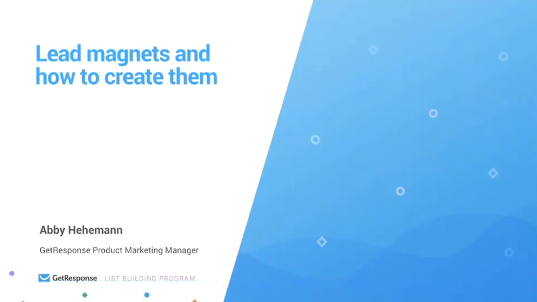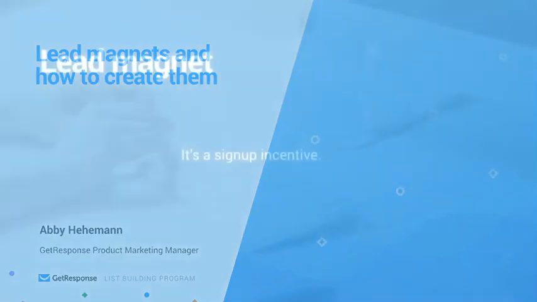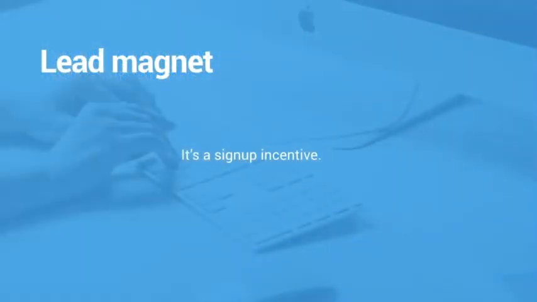Let's talk now about lead magnets and how to create them. So what is a lead magnet? Let's dig into that concept now. A lead magnet is a sign-up incentive. You may know it as a sign-up incentive or an opt-in incentive. It's basically anything that you offer someone that's designed for them to sign up for your email list. And so you give them a free report, for example, in exchange for them giving you their email address.